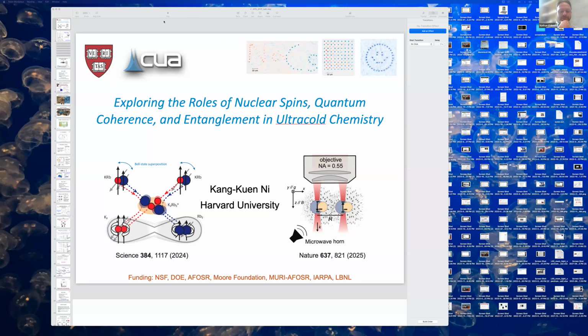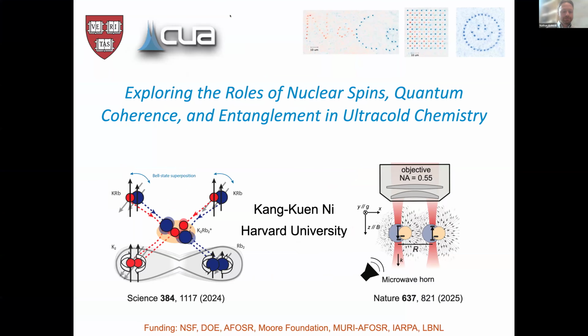And this includes entanglements and reactions, using molecules as quantum building blocks of complex systems to harness reactions for quantum resources. And with that, I will give the floor over to Kankwan.